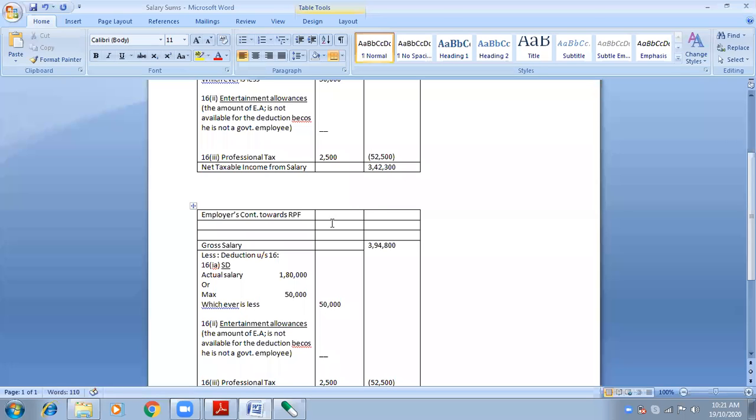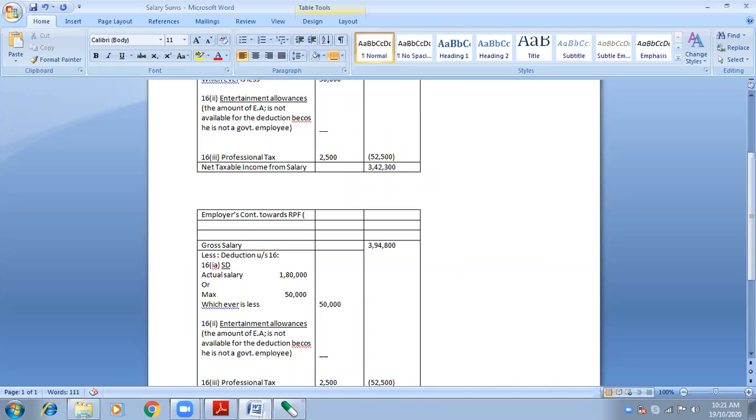So in the inner column you have to write. But before writing in the inner column, you need to calculate the amount. So to calculate, we will write here only, in the particulars column. I am making a bracket to show what will be the amount of employer's contribution towards RPF, the actual amount he contributed for the employee.